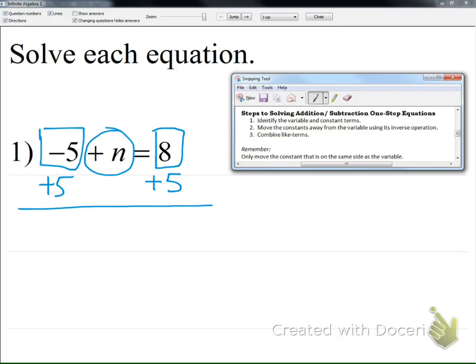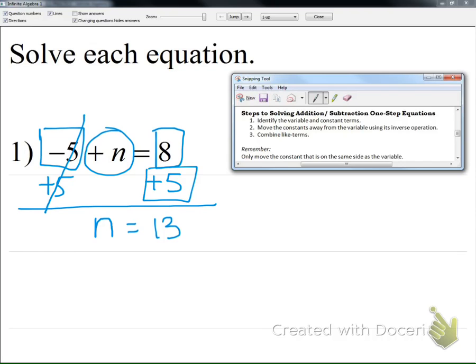The purpose of doing that is that in the next step, when you combine your like terms, if we write in that +5, we combine our -5 and our +5, that's a zero pair that we created. And that's how it becomes eliminated from the left-hand side of the equation, so that the only thing that's left is your variable, the n. On the right-hand side, when we combine the two constants together, we have a +8 and a +5. Those are same signs, so we have to add. It's 13.